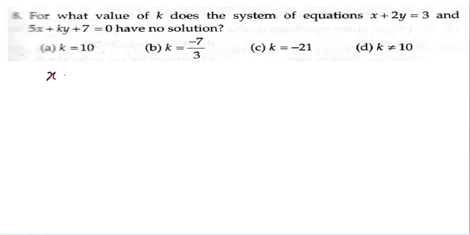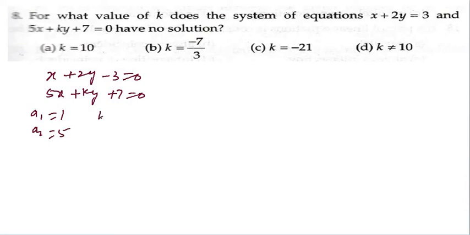First of all, you can write the equation x plus 2y minus 3 equal to 0. Second one is 5x plus ky plus 7 equal to 0. So a1 will be equal to 1, taking the coefficient of x. a2 is equal to 5, and here b1 is equal to the coefficient of y, it is 2, and b2 is equal to k, and c1 is equal to the constant terms, taking minus 3, and c2 is equal to 7.